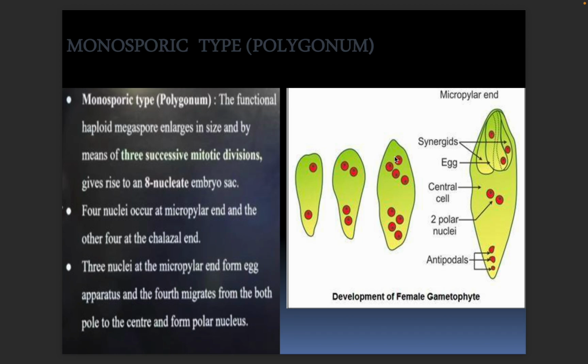Now again the cell division starts to form over here. They have migrated from the pole to the center as well. 2 will go, right? See, 3 over here, 3 over here, 2 at the center. This is how the female gametophyte, the embryo sac, is going to develop.